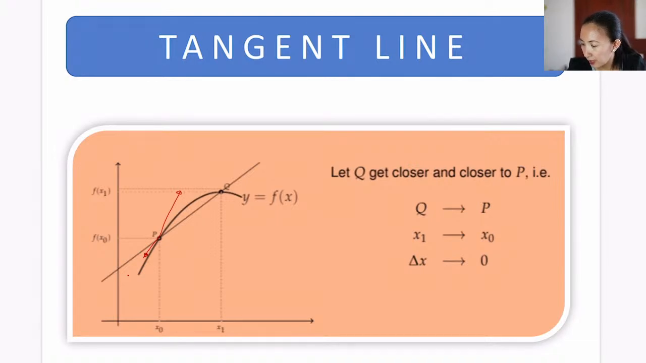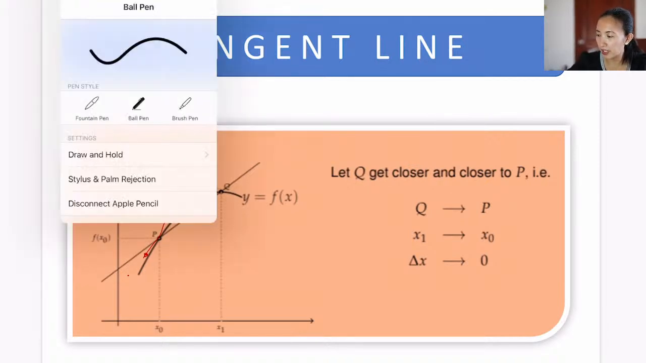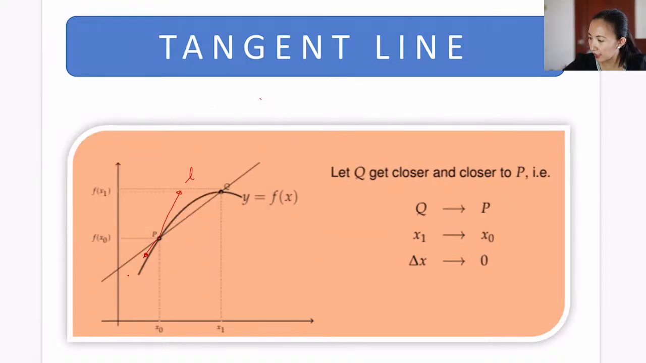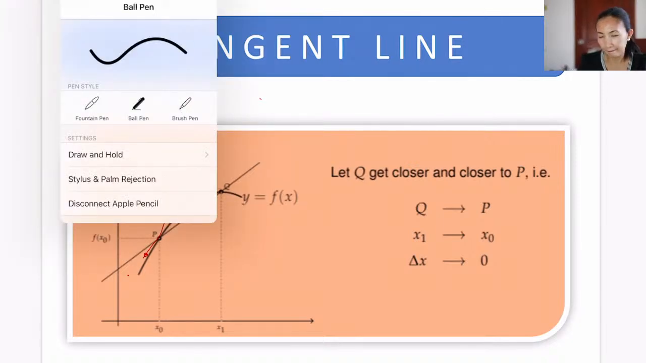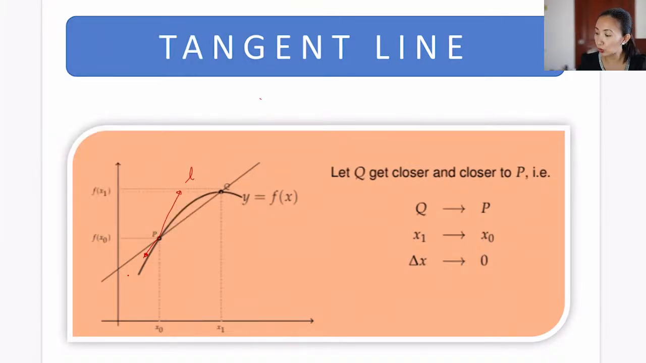And let's name this as line L. Okay? So let L be a tangent line. Let the line L be a line tangent to the same function f of x at point P. But we cannot possibly compute for the slope of the tangent line because we only know of one point, and that's point P. So, that's the problem.